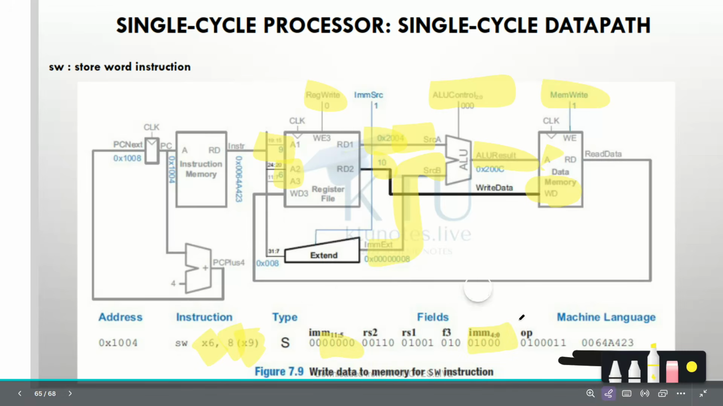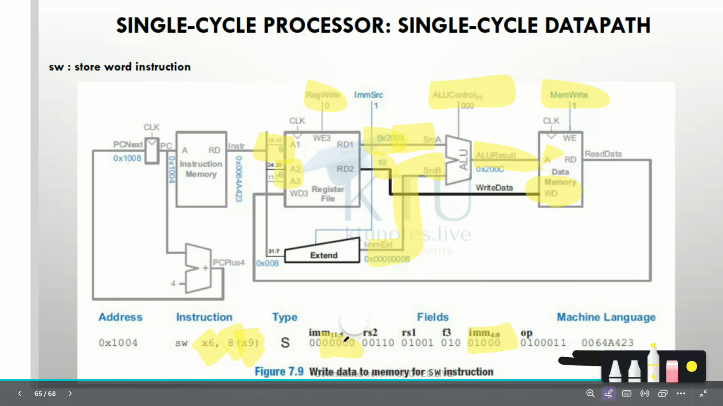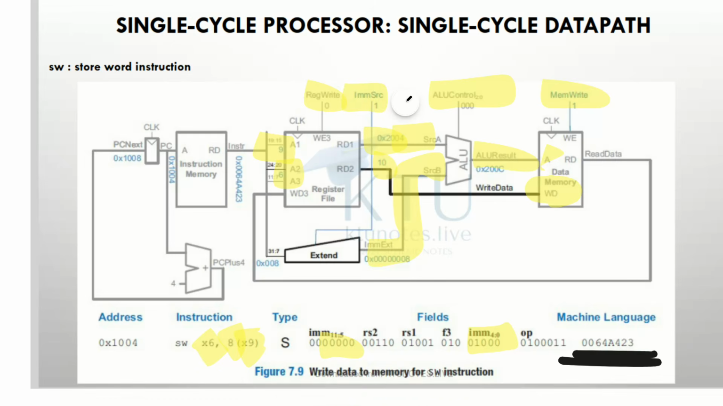Now the immediate value is split. In the extender, what the extender does is extend it into 32 bits, we know that, but here the immediate value is split. In S type, we know the immediate values are split, so immediate SRC would be 1. When immediate SRC is 1, it takes all the split immediate bits and reassembles them into one. That is why immediate SRC is used here.